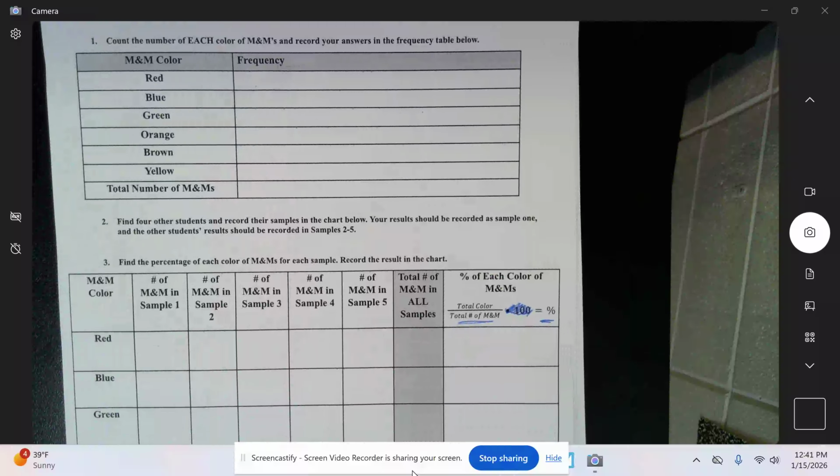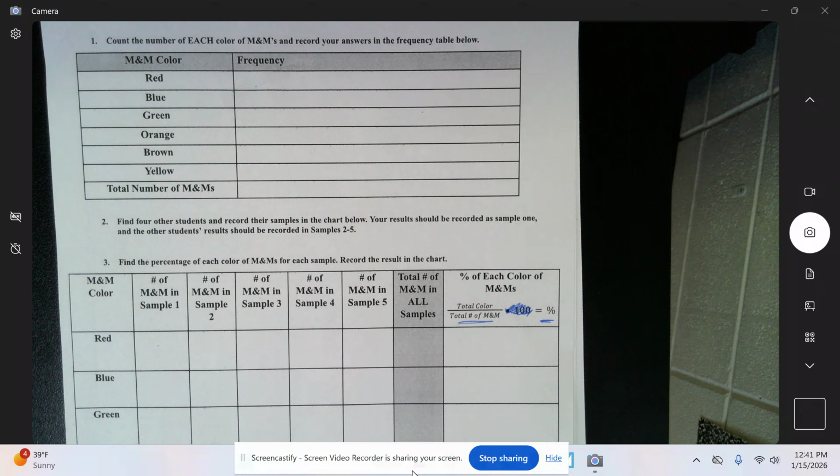Alright, so you should be turned to this page where it says M&M Lab at the top. Okay, I think it's page 5? Yeah, page 5. Today should be easier than yesterday, so we shall see.